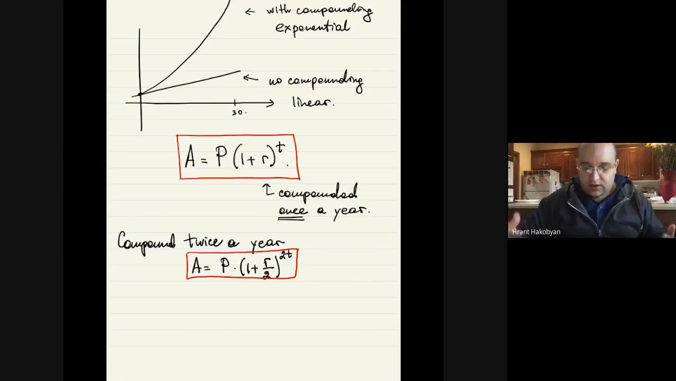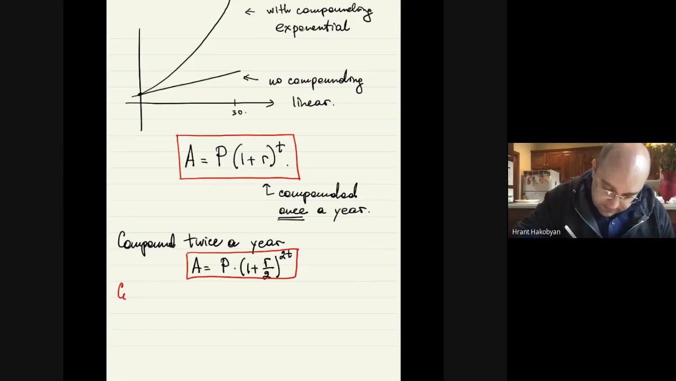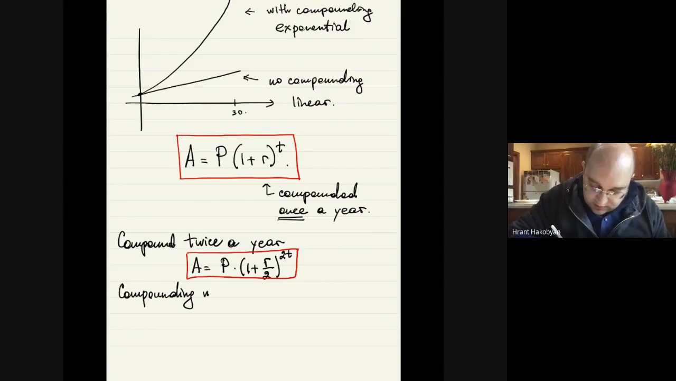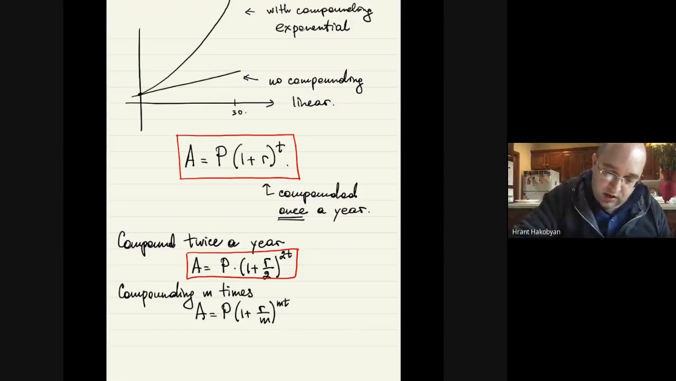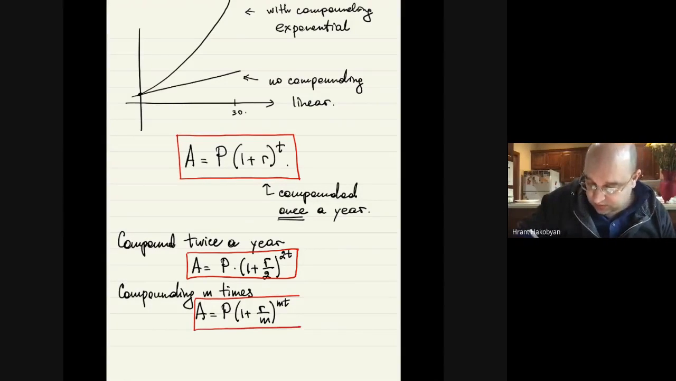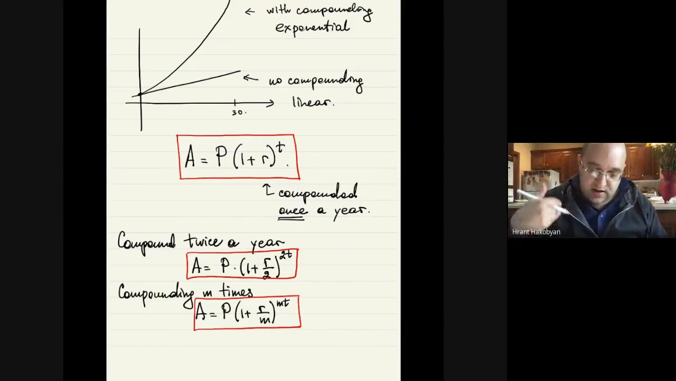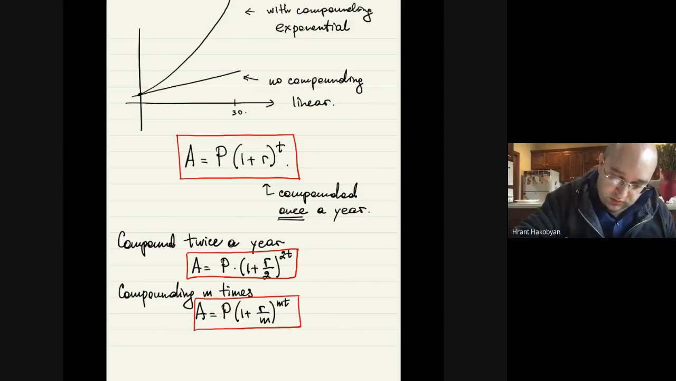So that would be the formula if you were to compound twice a year. And similarly, you can compound 3 times, 4 times, 5 times, or any number of times. Compounding, let's call it m times, gives you the formula A is equal to P times (1 + r/m) to the power mt. The most common thing you see is compounding once a month, so m could be 12, right? This is the number of times in a year that you are compounding.